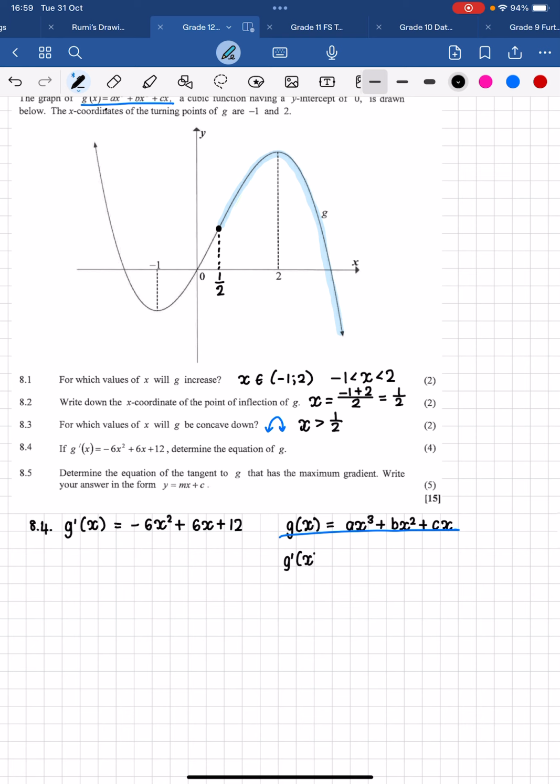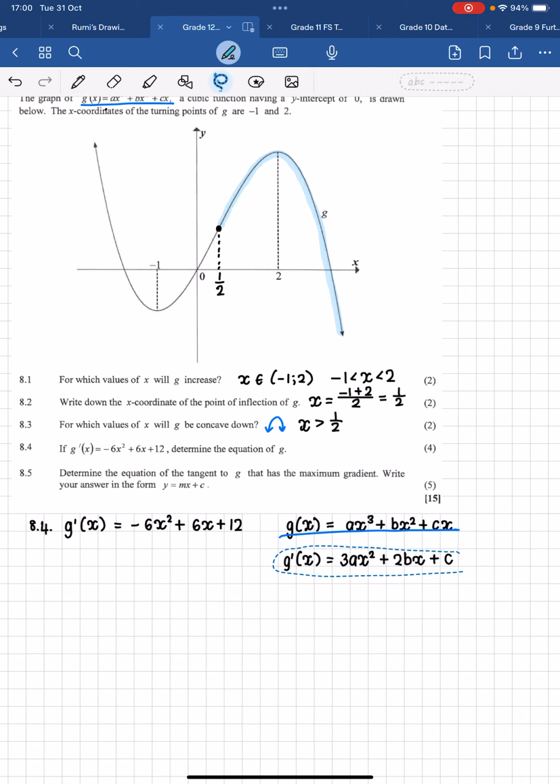G dash x. So we are going to multiply the number in front of x, which is a in this case, by 3, right? So I'm going to have 3ax squared. That would be the derivative of ax cubed. Now I'm going to do the same thing here with bx squared. It's going to be 2bx. You multiply the b in front by the 2, and then you minus 1 from the exponent, and then the derivative of cx is just going to be c.